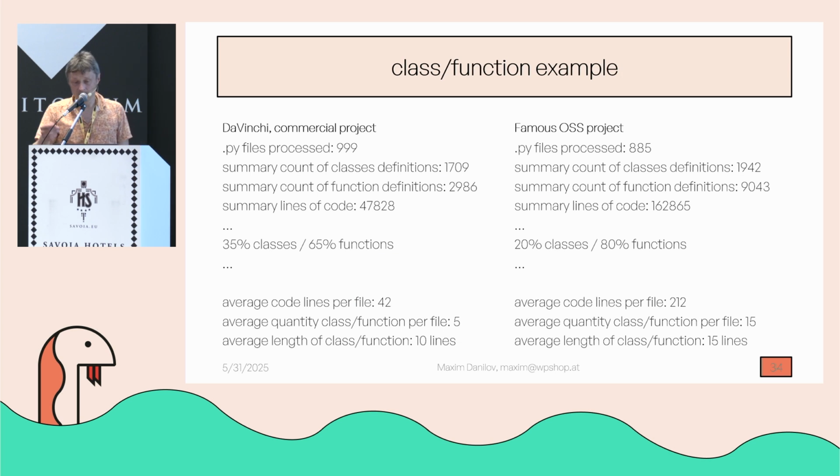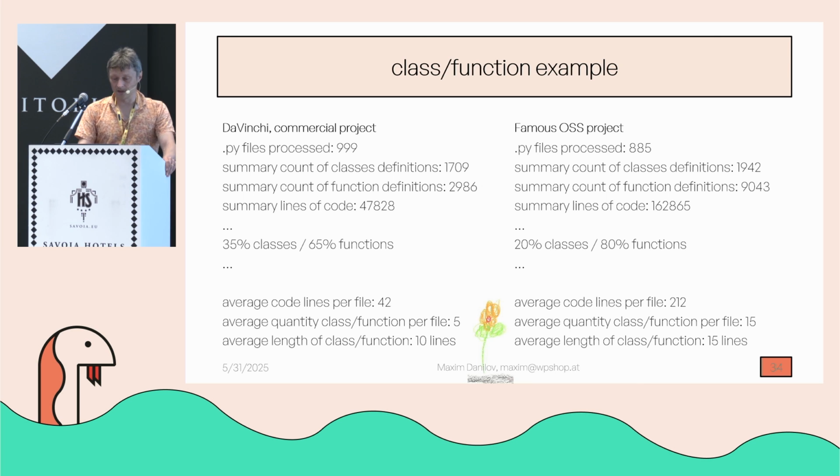Okay, for example, you can see from the previous result, we have around 40% classes in the business project and 65% functions. And in the open source project, we have around 20% classes and around 80% functions. It means complexity in this framework is still not reduced. Okay, let's go.